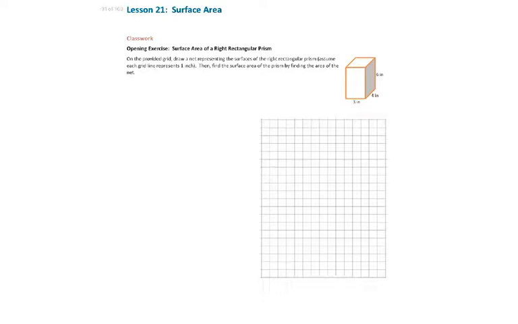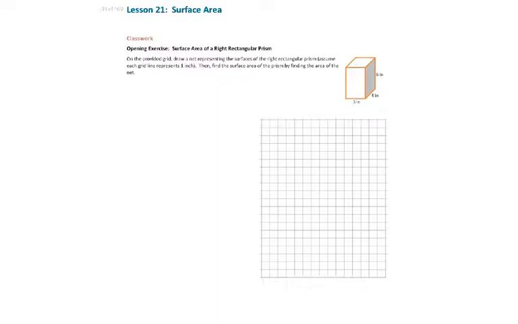So lesson 21 is about surface area. We're going to take a look at 3D objects, three-dimensional objects. So right now, for example, you see here a box. And what we're going to do with that box is we're going to break it up as if we're cutting the box and flapping all of the parts flat on the floor.